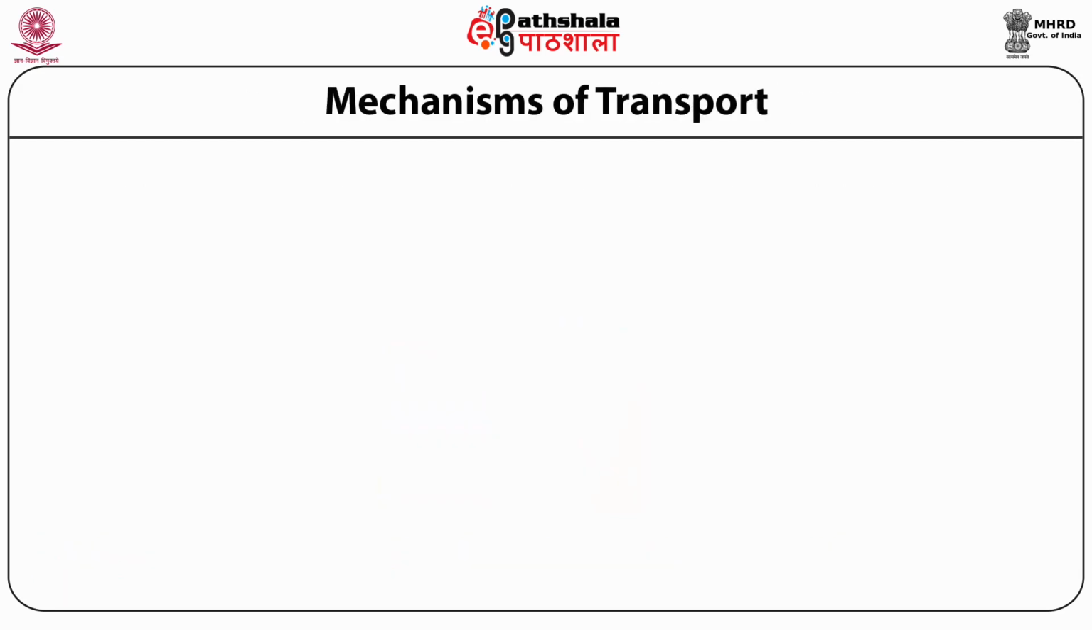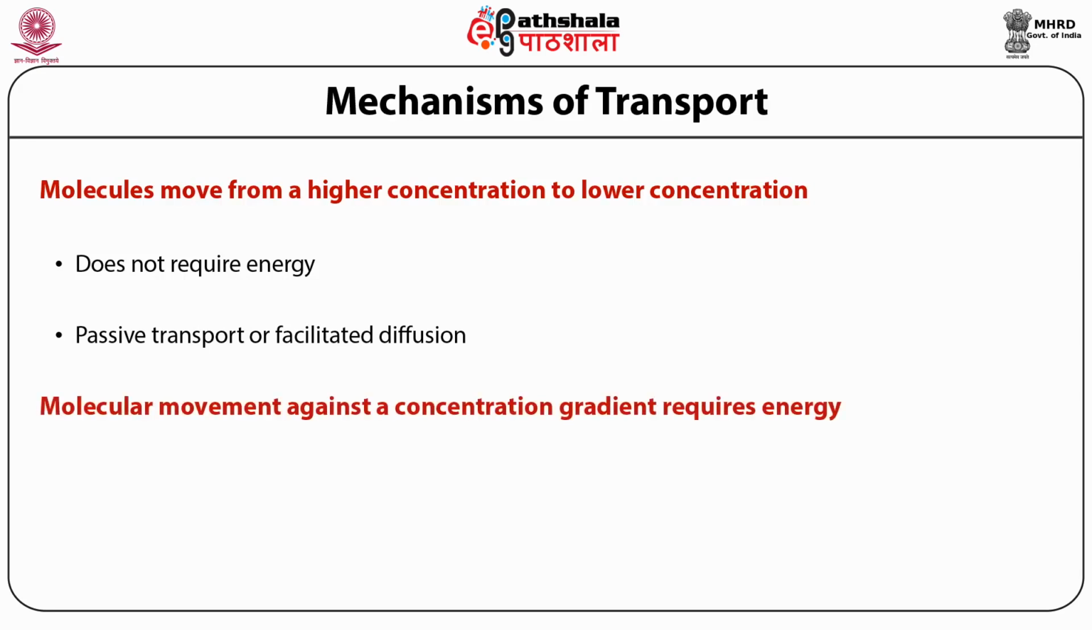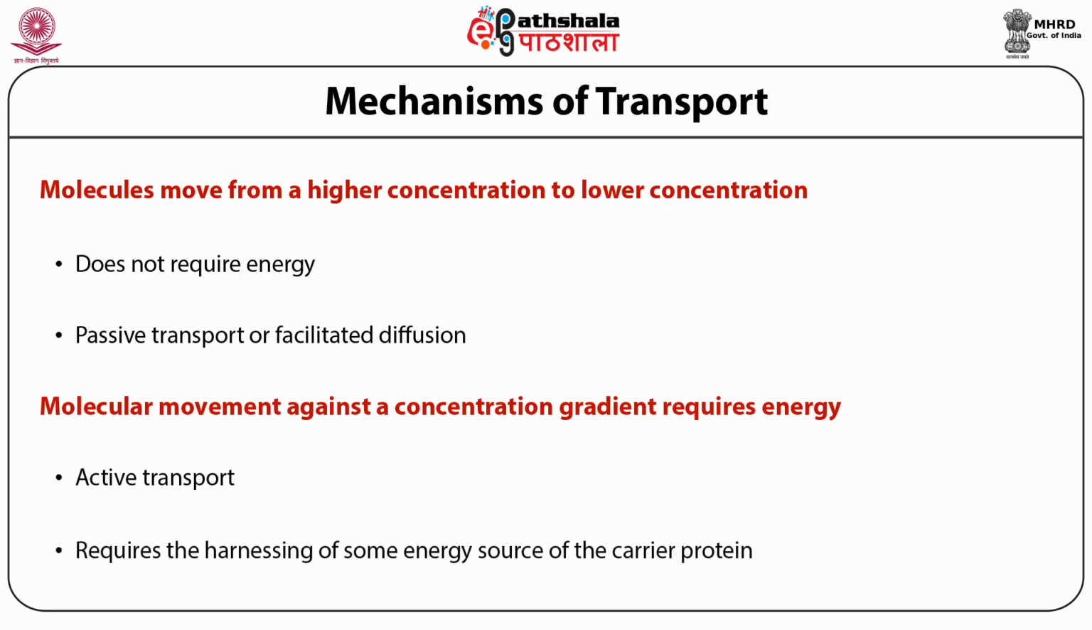Mechanisms of transport. There can be different types of transport. The first one is where molecules move from the higher concentration to the lower concentration. For this kind of movement, they do not need energy. This is passive transport. It can be facilitated diffusion or simple diffusion. The second type of transport is one in which molecular movement against a concentration gradient requires energy. It is a kind of active transport. This requires the harnessing of some energy source by the carrier protein.